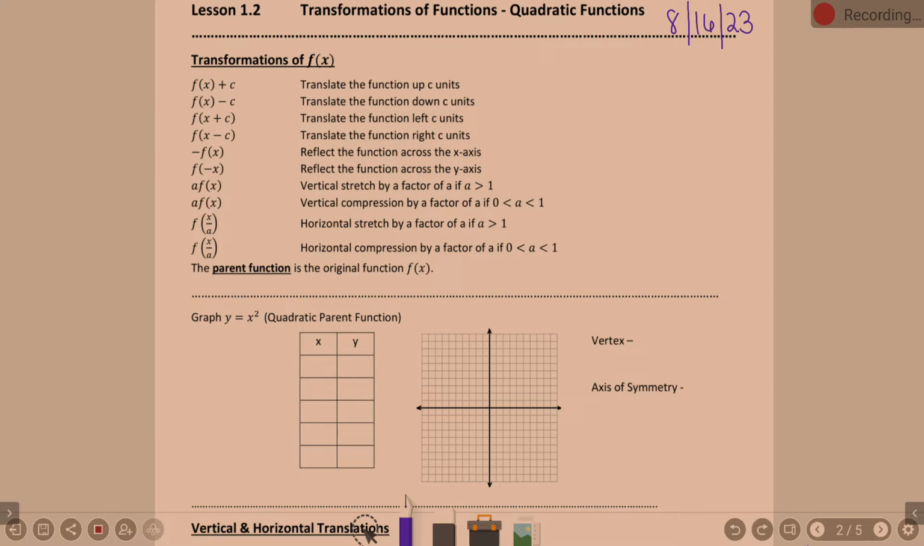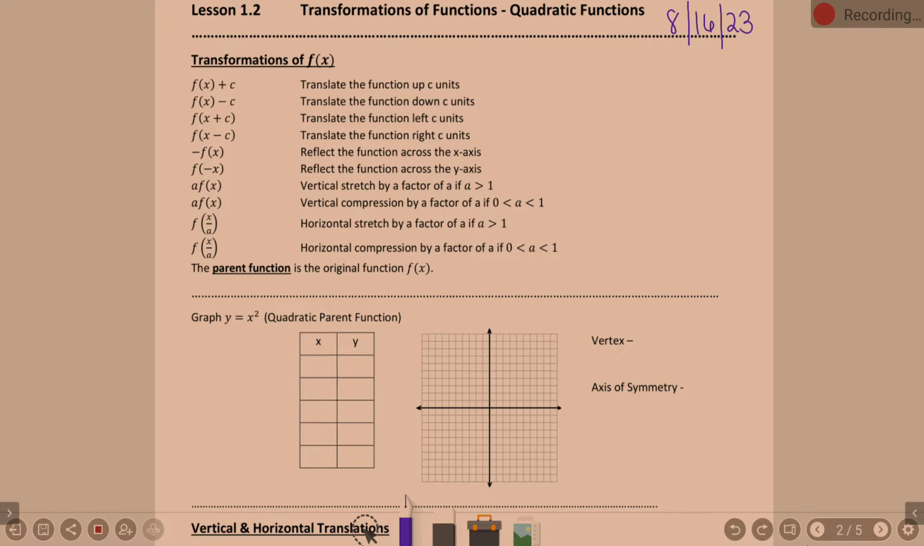Negatives are still reflections if you see a negative multiplied out front. Numbers multiplied out front are still vertical stretches and compressions. And if it's division in there, it's possibly a horizontal stretch or compression. But again, they introduce the topic, but you don't really see it in homework. So you're going to see more of the vertical.